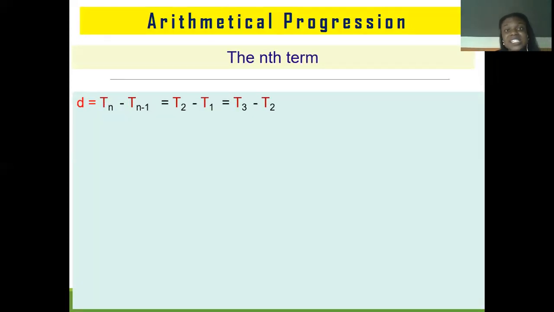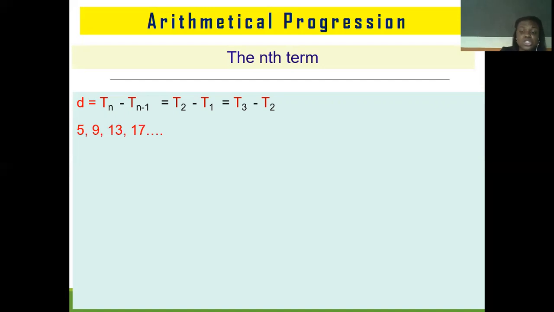We know that the common difference, which we're going to call D, is a term Tn and the term before it: Tn minus T(n-1). So we have T2 minus T1. It can be T3 minus T2. It can be T4 minus T3. It can be T5 minus T4. It can be anything as long as it's a term and the term immediately preceding it. Okay? So let's look at this example.